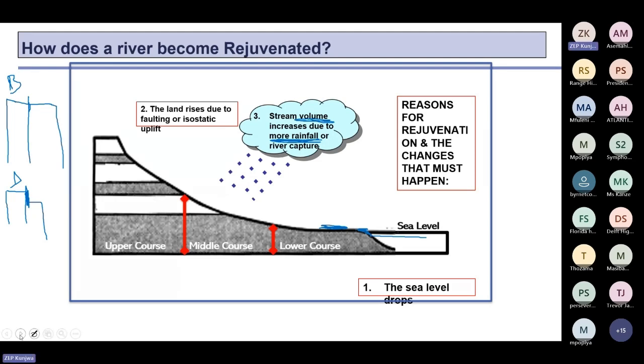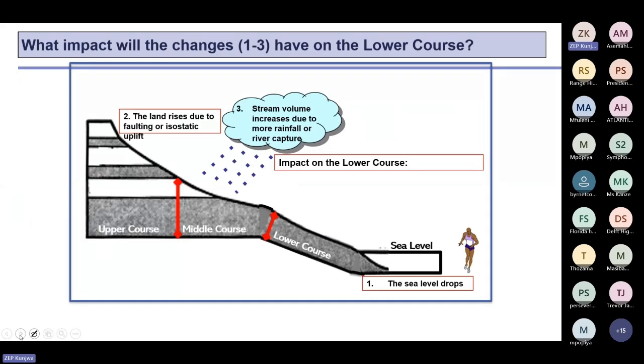Let's see. Okay. Now, look at what I was talking about there, the drop in the sea level. Can you see the slope has changed? The lower course has moved because the sea level has dropped. See now the river is becoming younger, just like that athlete there is going to run faster because the sea level has dropped.